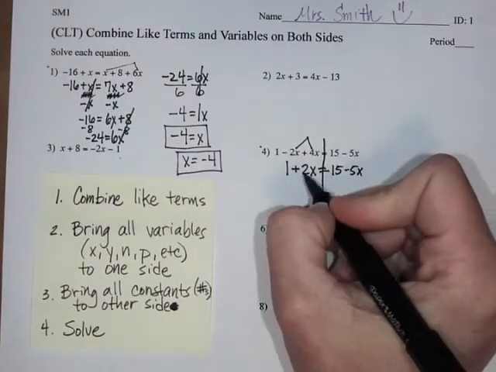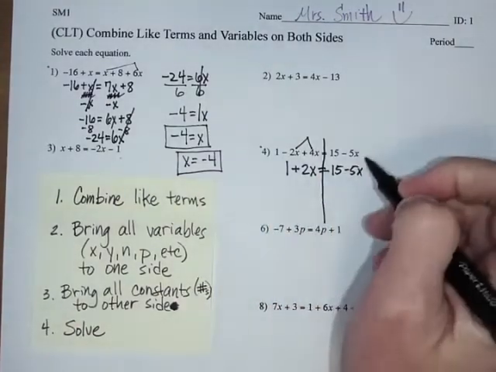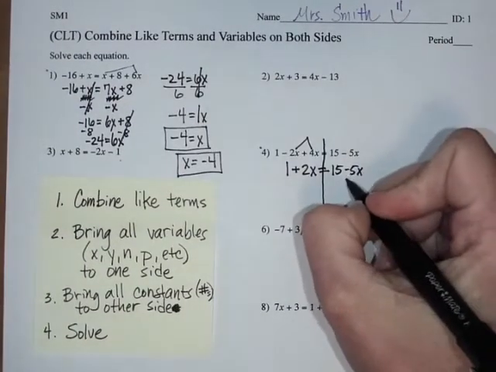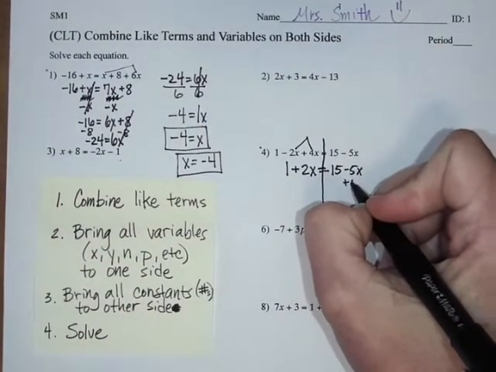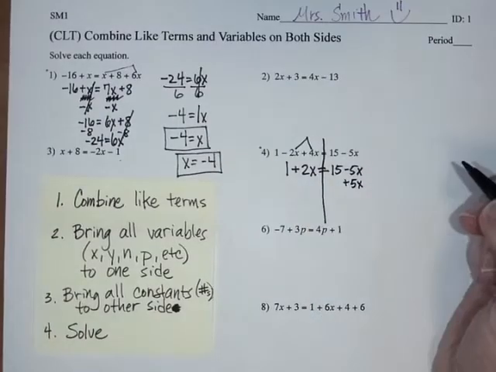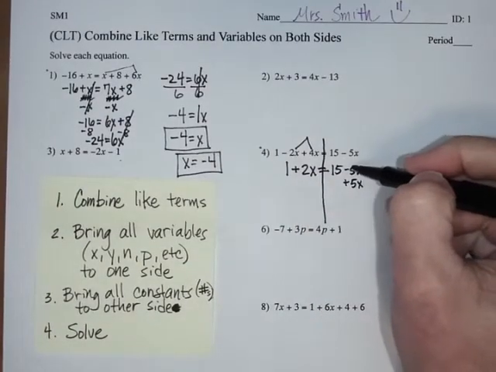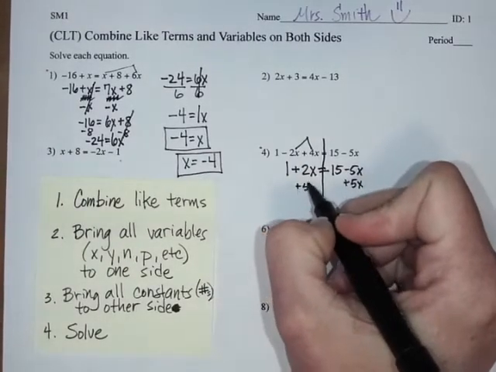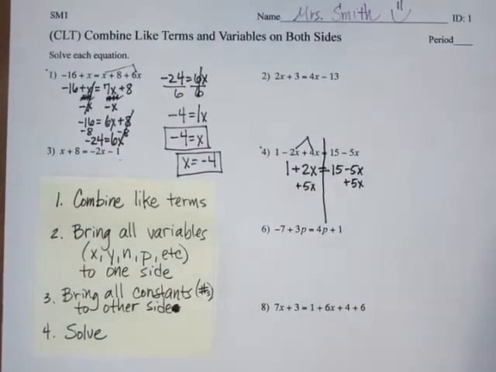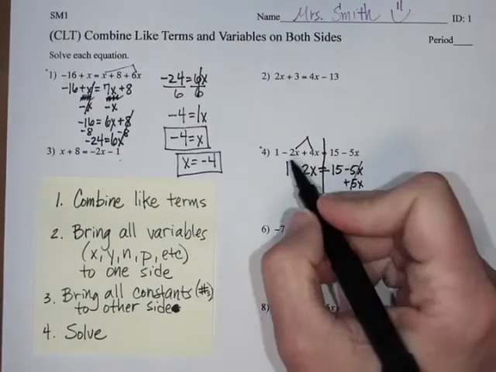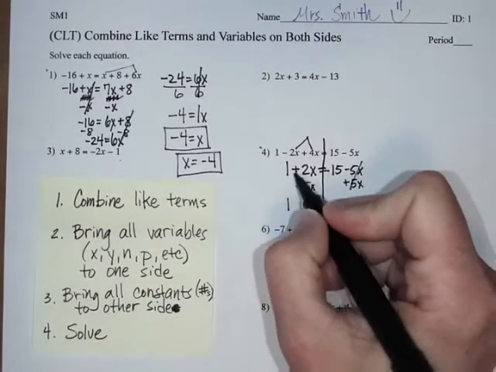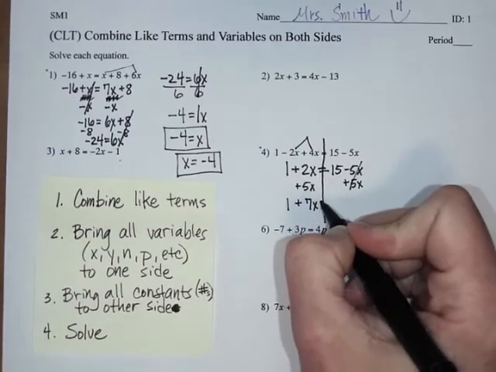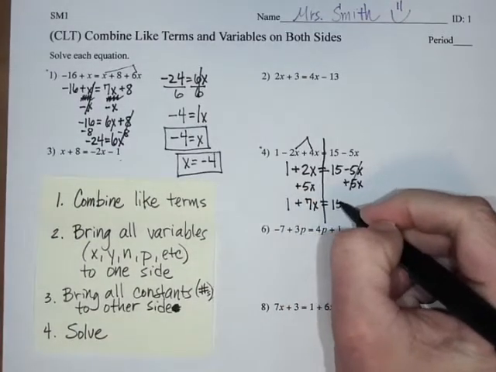So we could get rid of the 2x over here, or we could get rid of the 5x over here. Doesn't matter either way. I'm going to get rid of this 5x, because that looks like more fun to me. It says minus 5x, so I'm going to add 5x. I just want to do the opposite to get rid of it. So plus 5x over here. That's going to add up to 0. And now I'm going to start bringing it down. 1 plus, now 2 plus 5x is going to be 7x equals 15.